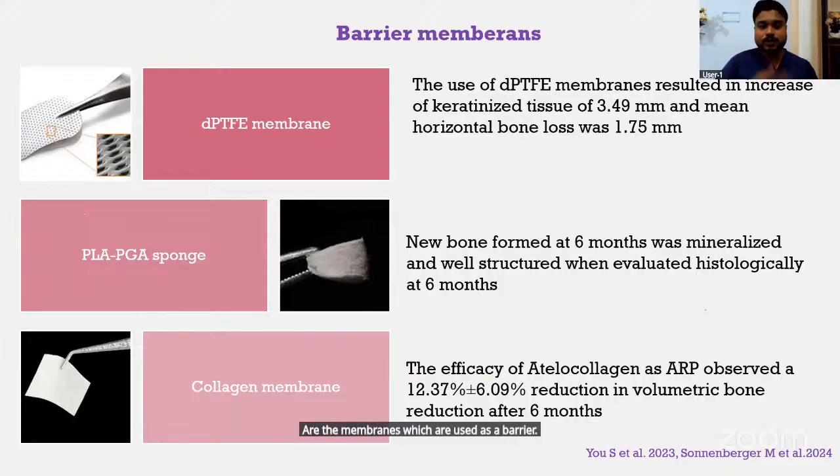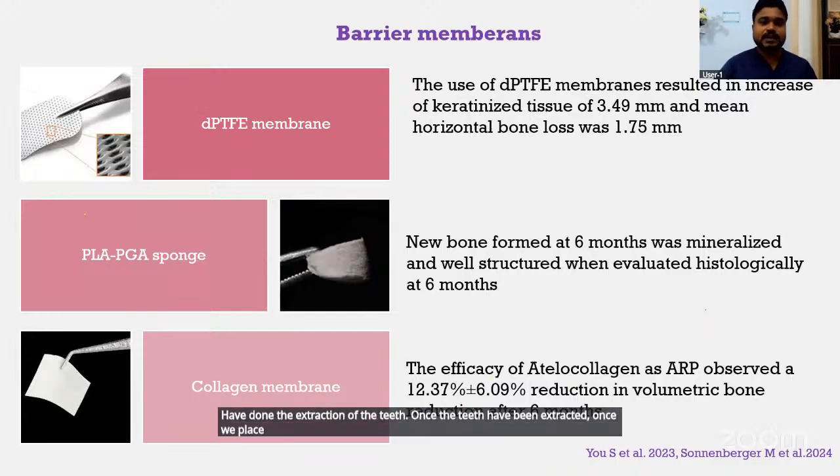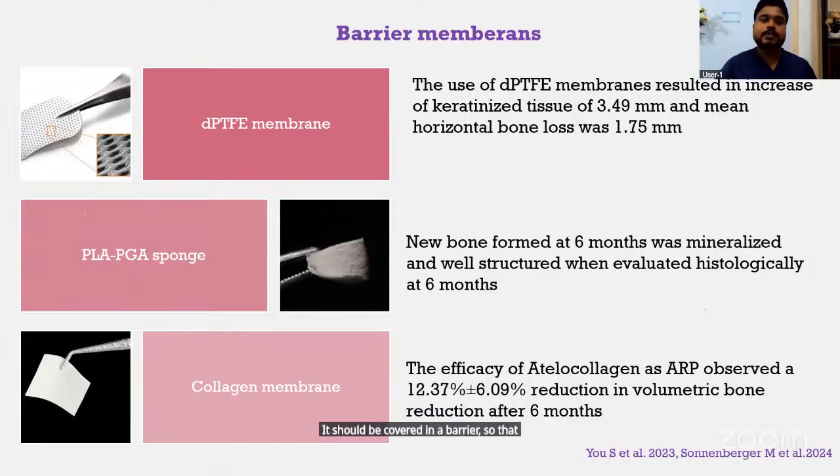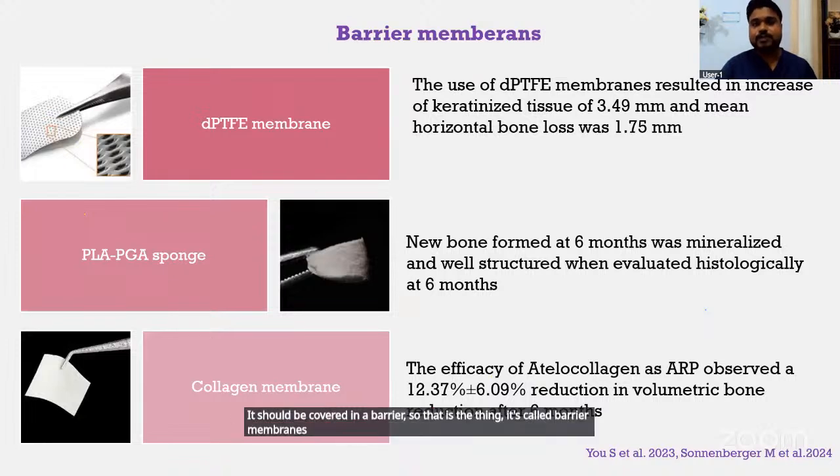Okay, once we have done the extraction of the teeth, once we place any xenograft, allograft, or any bone graft, it should be covered with a barrier. It's called barrier membranes. There are various types of barrier membranes.